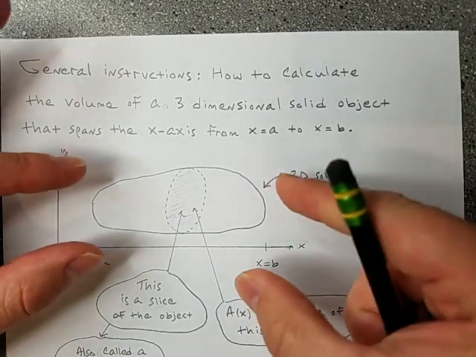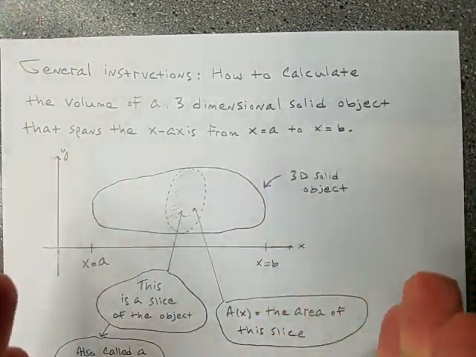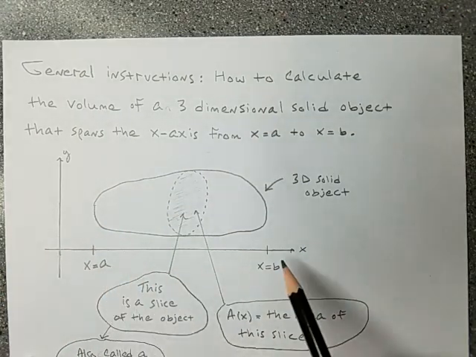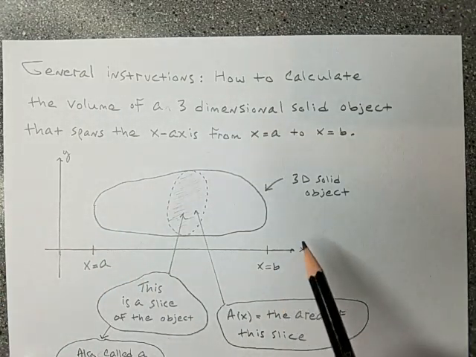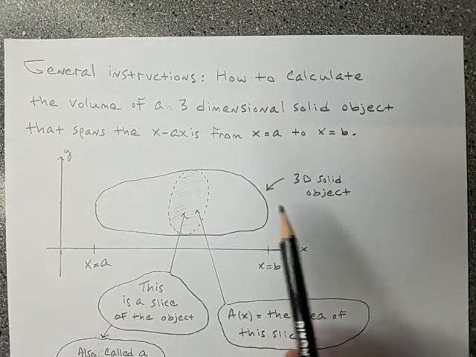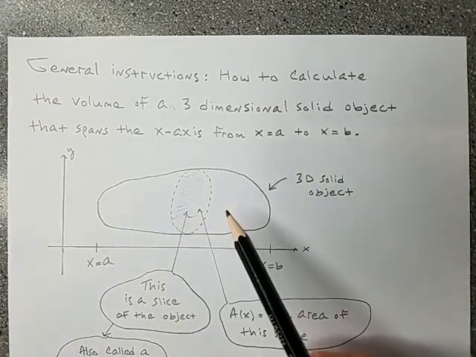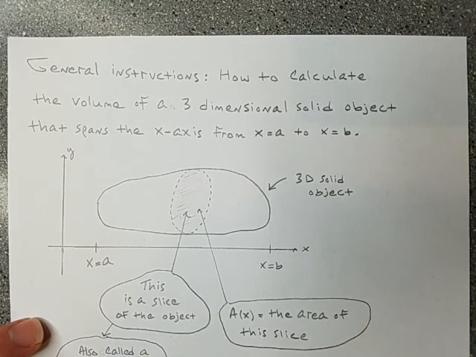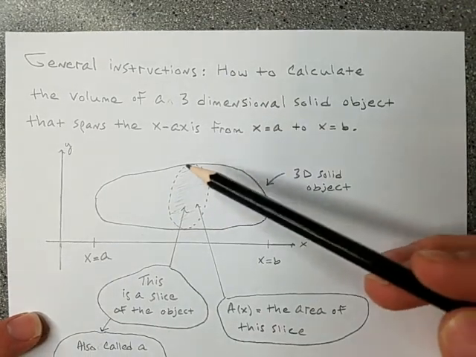So I've taken this thing, I've positioned it, and I'm going to say, well, okay, it starts at x is equal to A, and it ends at x is equal to B. That's its span along the x-axis. That's a 3D solid object. We'll pretend it's a potato, if that would help you. Okay, we need to consider the slices of it.